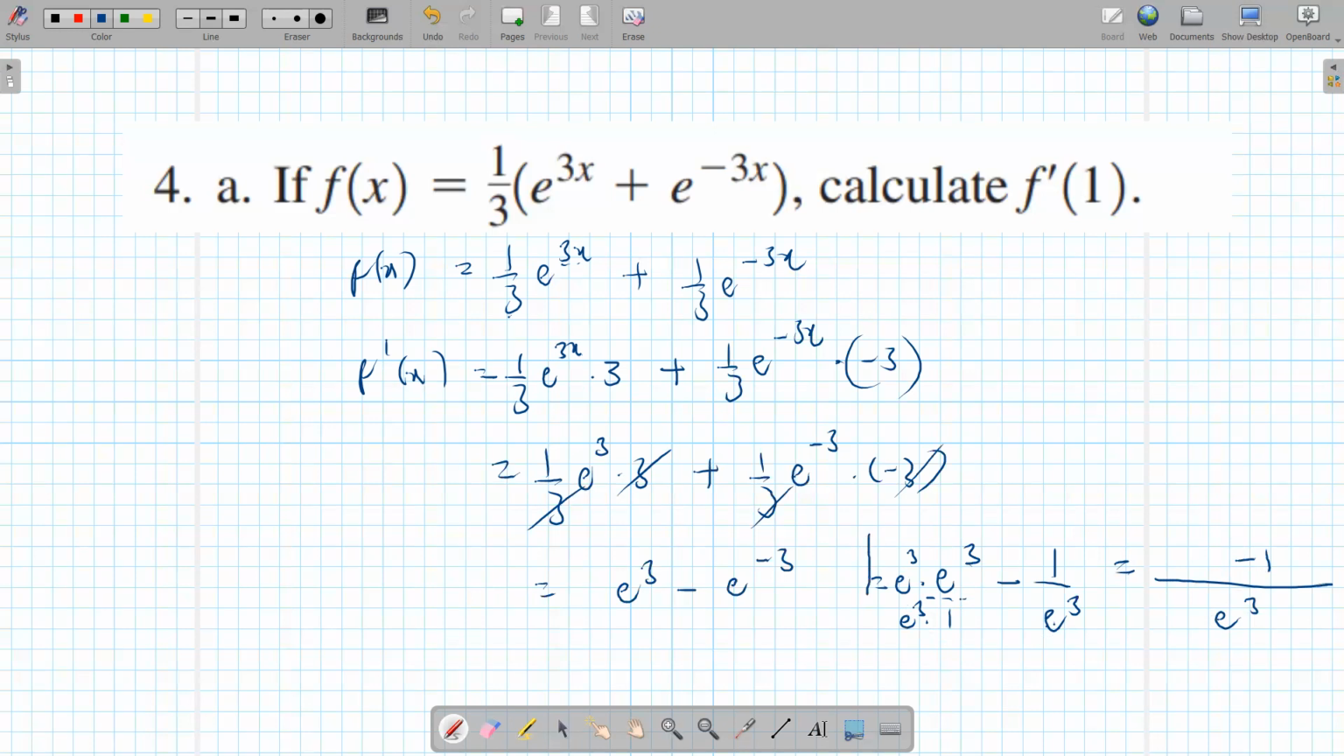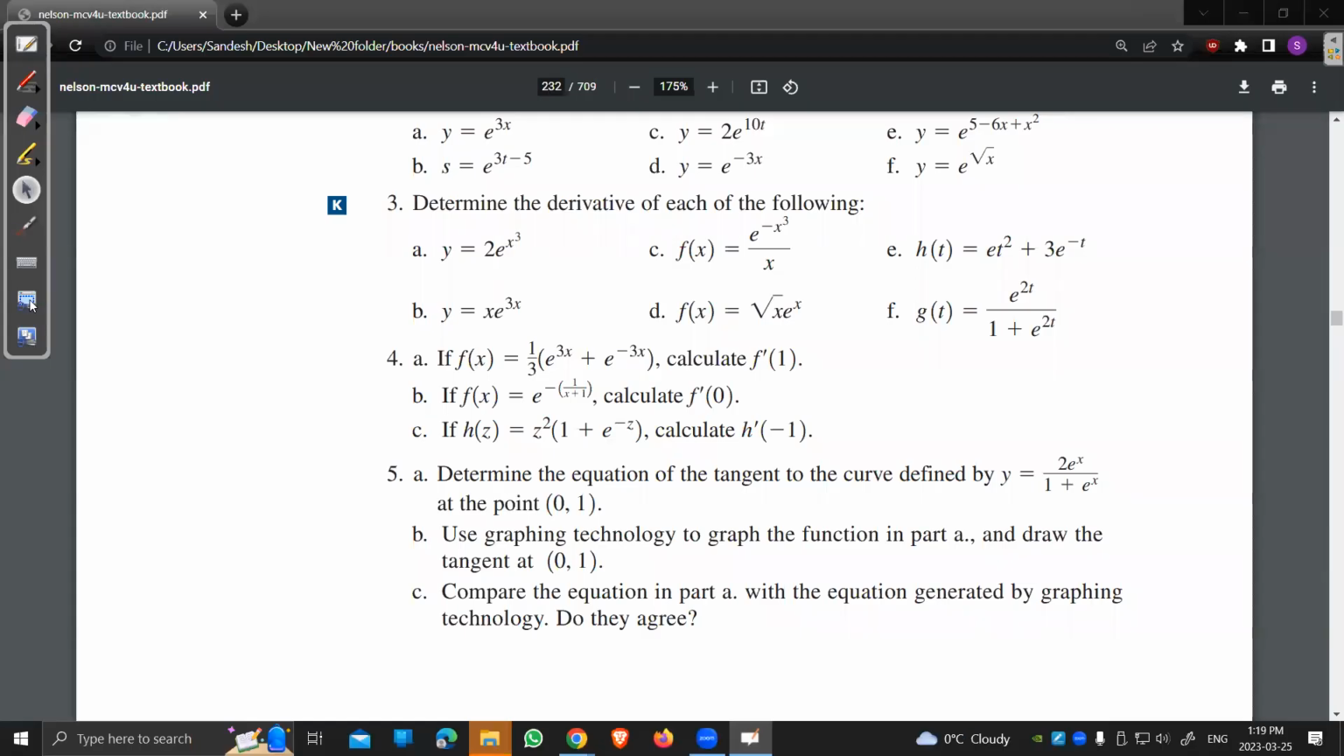Do you remember your exponential rules? What's e cubed times e cubed? E to the power of 6. Yeah, there you go. It's not 0. This is going to be the answer. Or you can even leave it like this if you want. That's how you find the derivative.